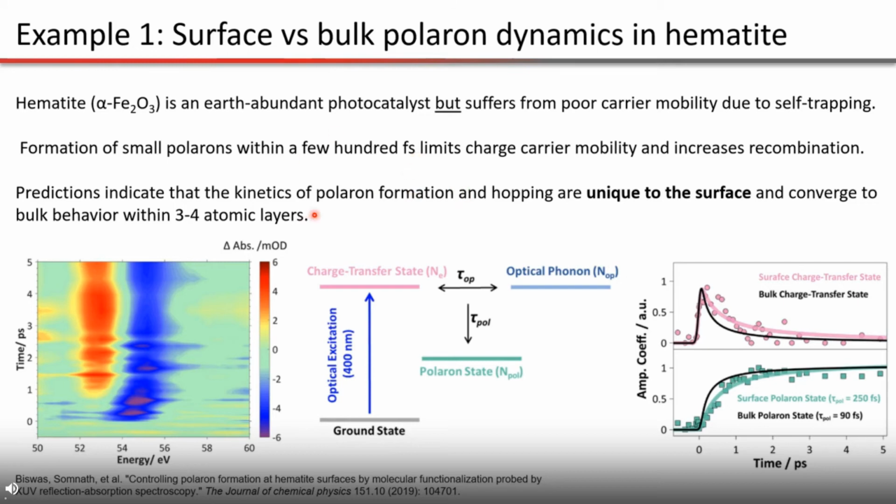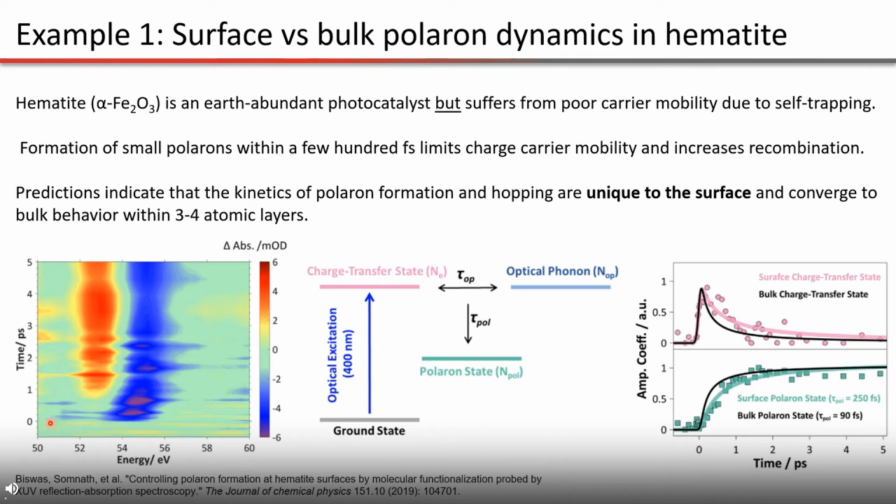So being able to probe where these electrons and holes are moving within your system is really critical for understanding this process better. And what we find in our study was that there were predictions that indicated that the kinetics of polaron formation and hopping are unique to the surface versus the bulk, and they converge to bulk behavior within a few atomic layers. So here's a contour plot of the excited hematite state, excited with 400 nanometer light.